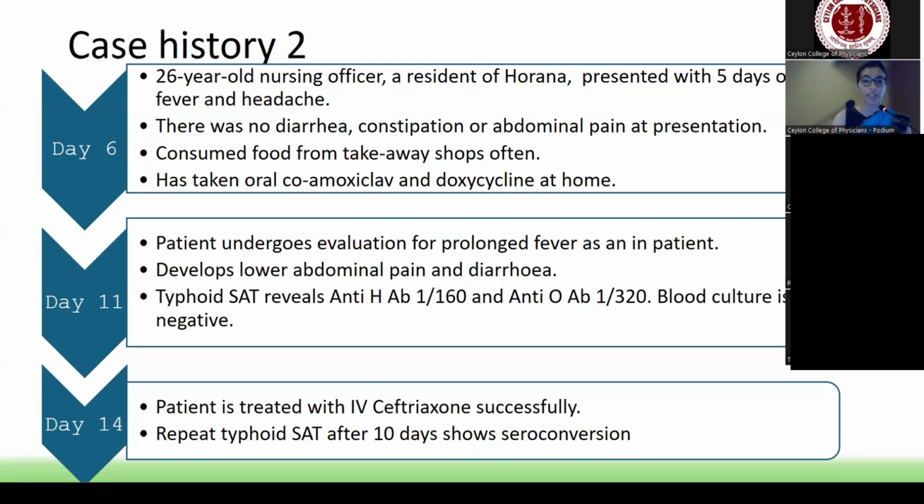later. The typhoid SAT revealed anti-H antibody 1 in 160 and anti-O antibody 1 in 320. The blood culture is negative. The patient is treated with IV ceftriaxone successfully, and the repeat typhoid SAT after 10 days shows seroconversion.